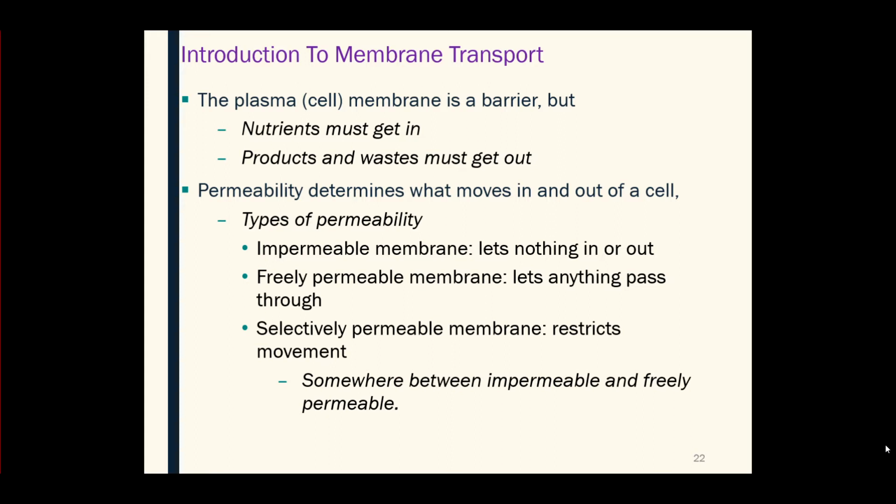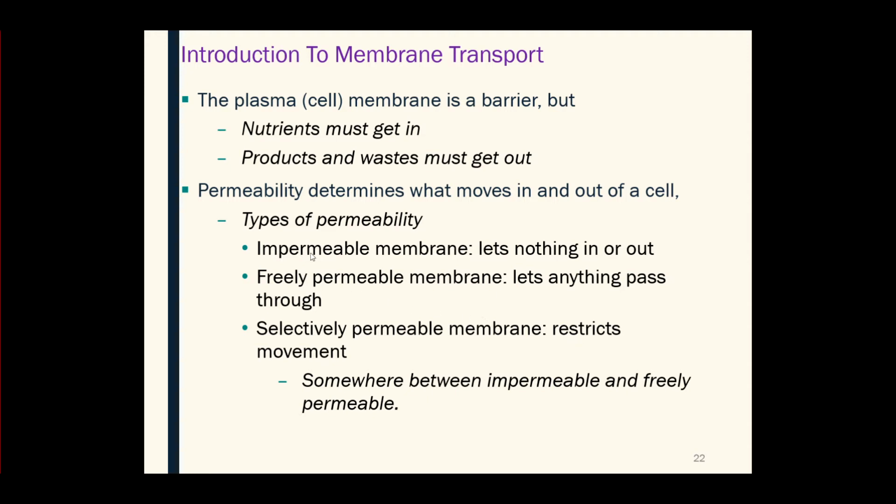Now, we do use a term that describes what moves in and out of a cell. That term is permeability. There are three different types of permeability. The first one is a membrane that is impermeable, meaning that it doesn't let anything come in or get out. The second one is freely permeable. That's the opposite. That lets anything pass through, so anything's allowed to move through the cell membrane. And then finally, somewhere in between, and this is most cell membranes, there is selectively permeable, where some things will move in easily while other things can be restricted.